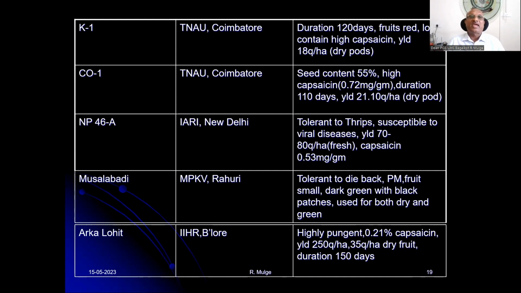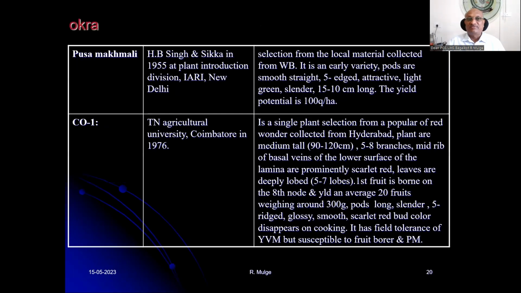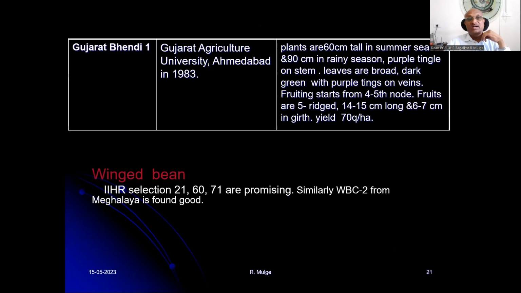Many times it is questioned, right? K1, CO1, NP46A, Musalwadi, Arkalohit, all are the products of pure line selection. That's what the plant breeders mention at the time of release, what method they have followed. Same thing there. Okra, Pusa Makmali, CO1, and Gujarat Bhendi. And in winged bean, IHR selection 2160, not promising simply.